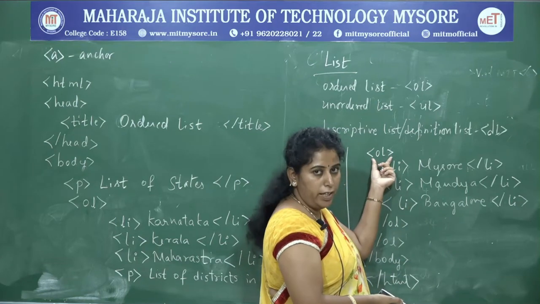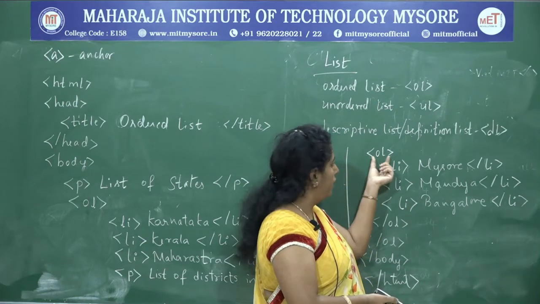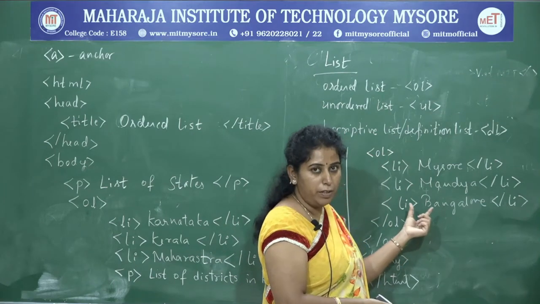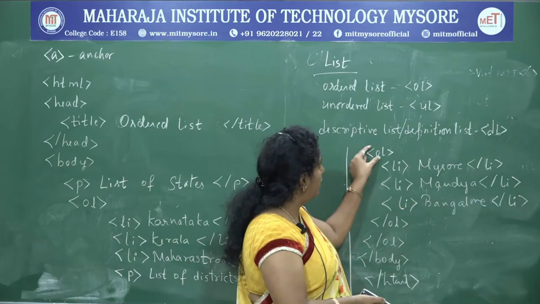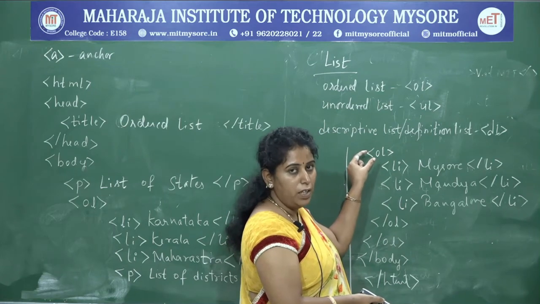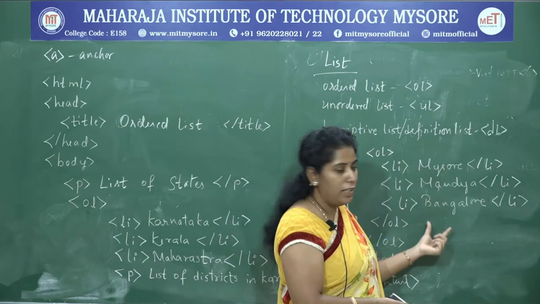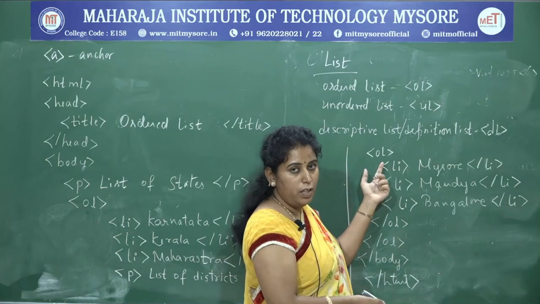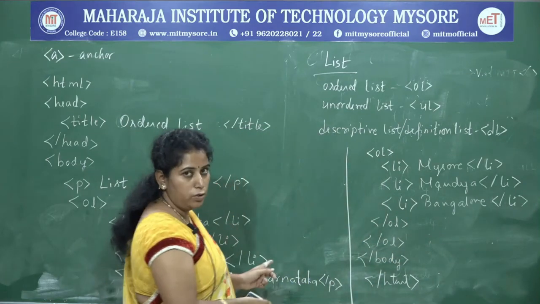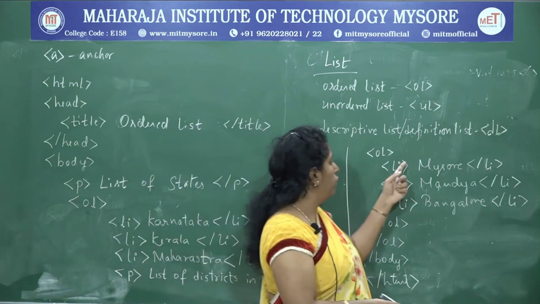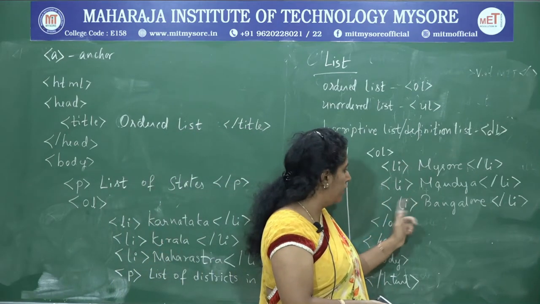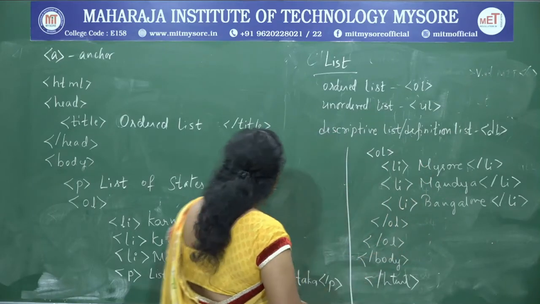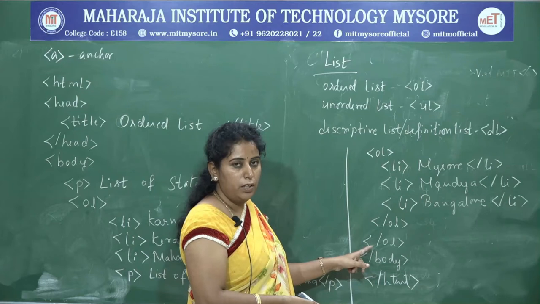So here this is an ordered list, right? What happens here? Again the list of items will be numbered. Since this is an opening tag, this list of data will be ordered from 1 only. Don't think that it will be continued. That is wrong. So first one Mysore, second one Mandya, third one Bangalore. After that I am going to end this particular list. Finally I am ending this list.